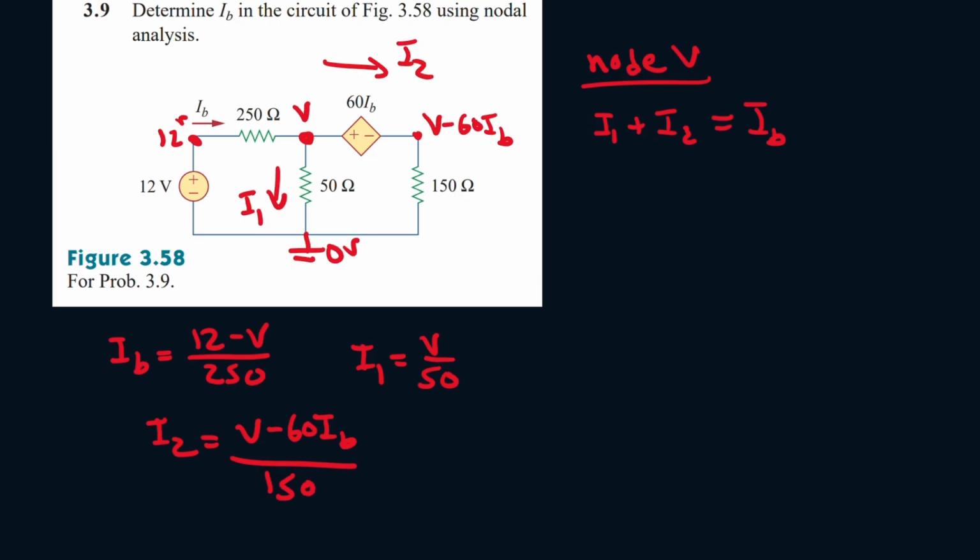So we already have everything figured out, and we can substitute this into our IB, but let's do that later. Let's first set everything up: V over 50 plus I2, V minus 60 IB all over 150. Let's not plug in the IB yet, let's just leave it as IB for now. Okay, so let's break this up.